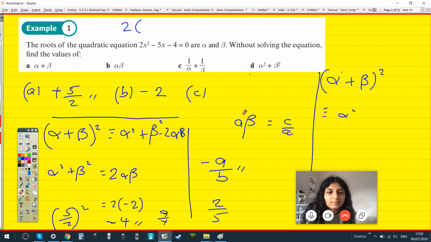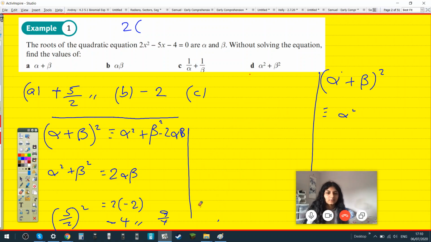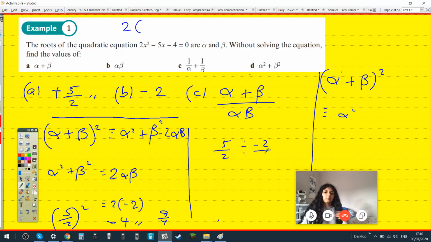Okay. Yeah, you'd have alpha plus beta over alpha times beta. And then you just substitute the values, I think. Yeah. And so that first one was 5 over 2 over minus 2. Oh, minus 2. I'll do it that way. Yeah. 5 over minus 4. That's it. Okay, any questions there?